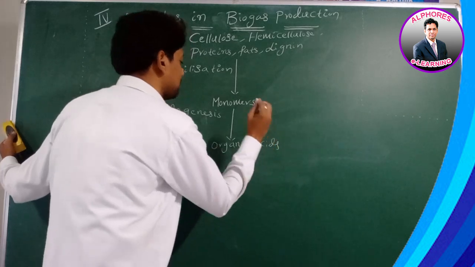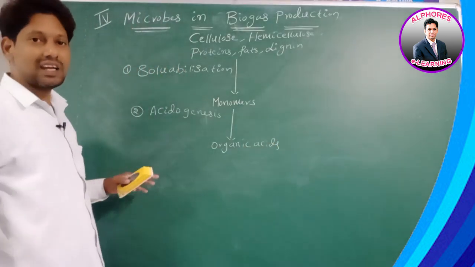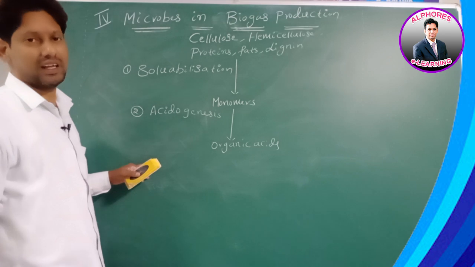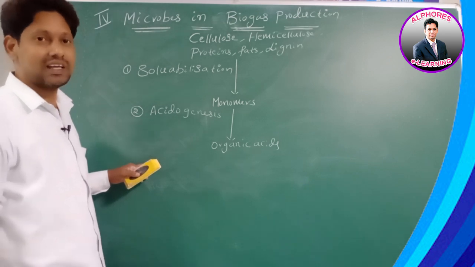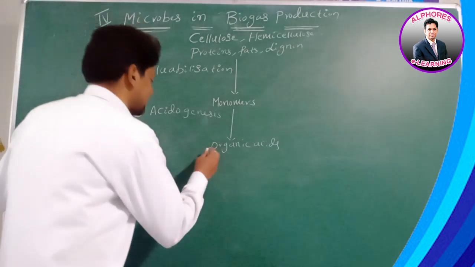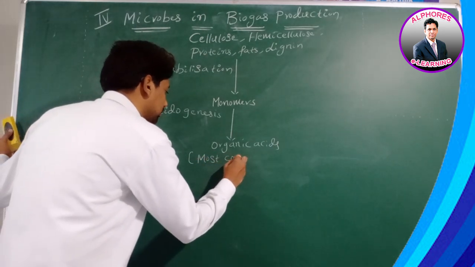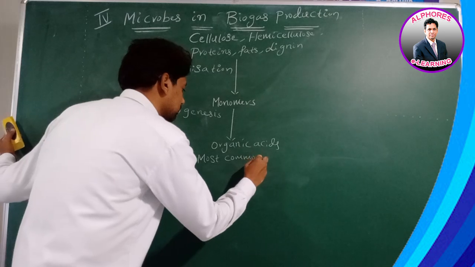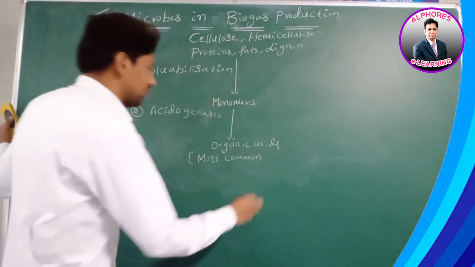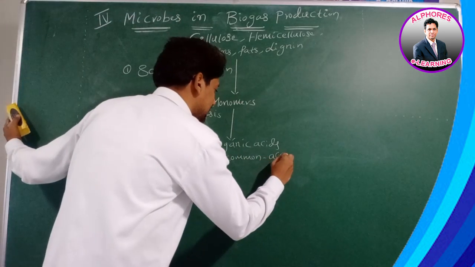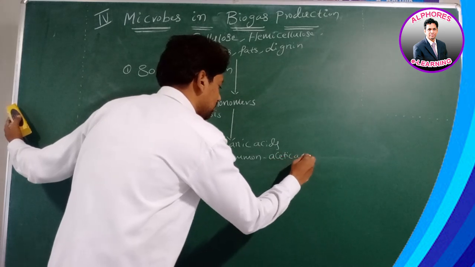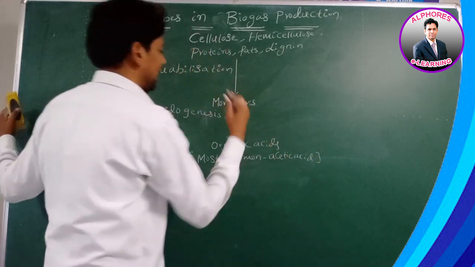Organic acids are produced. Sir, there are many types of organic acids. Mostly which organic acid is produced? Acetic acid. Therefore, the most common acid is acetic acid.